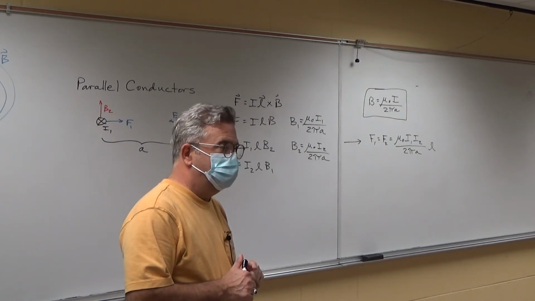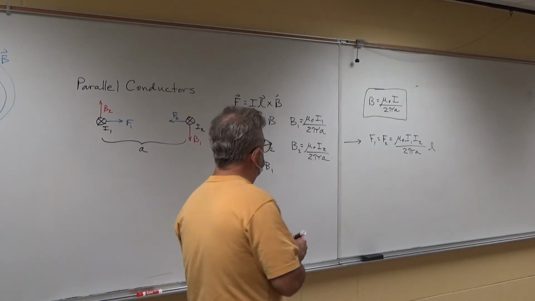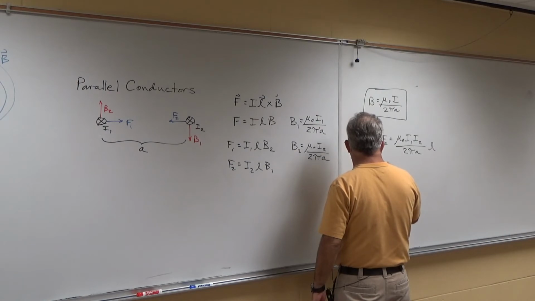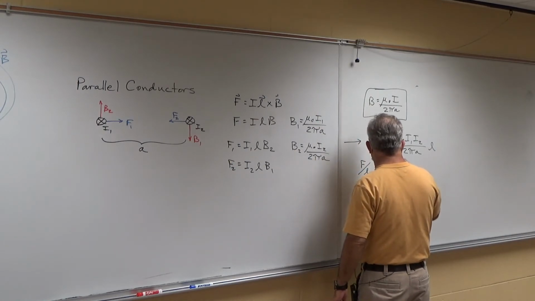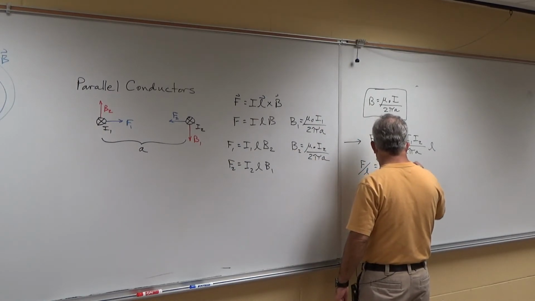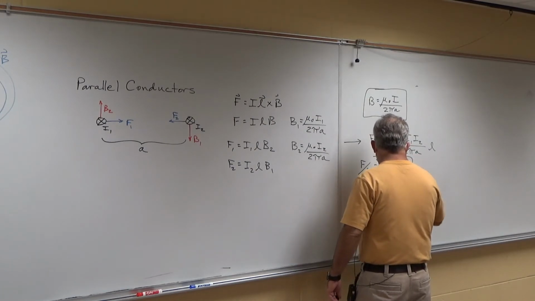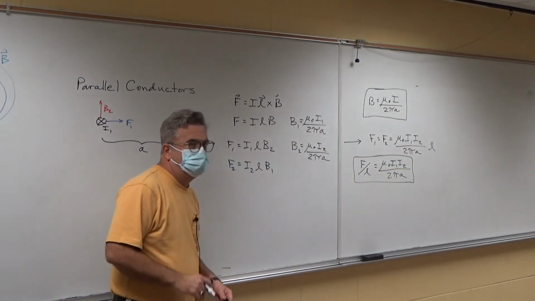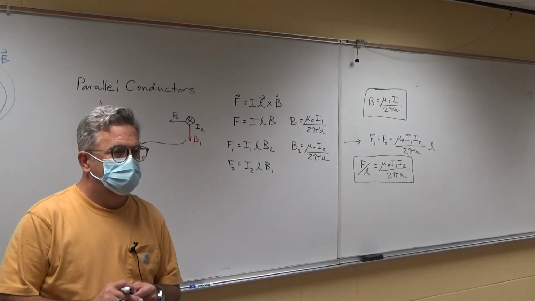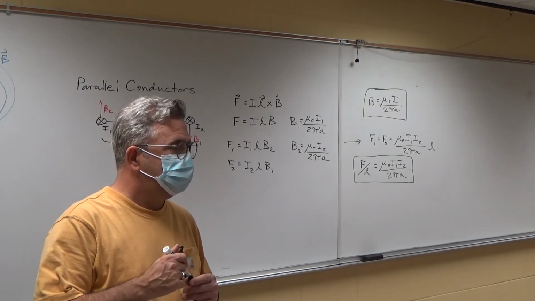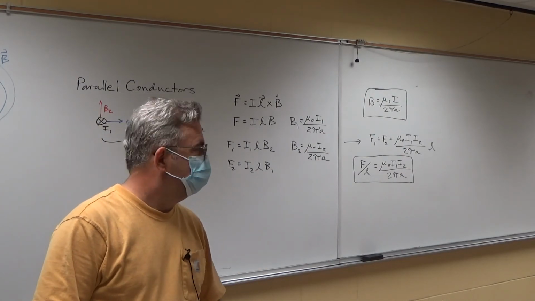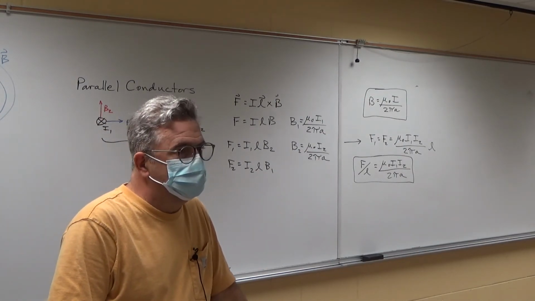For parallel conductors, you typically see it written like this: the force per unit length is equal to mu naught I1 I2 over 2 pi A, or R, or whatever it is, the distance between them. That's it. That's on your equation sheet. I mean, we can do all kinds of fun problems with this.